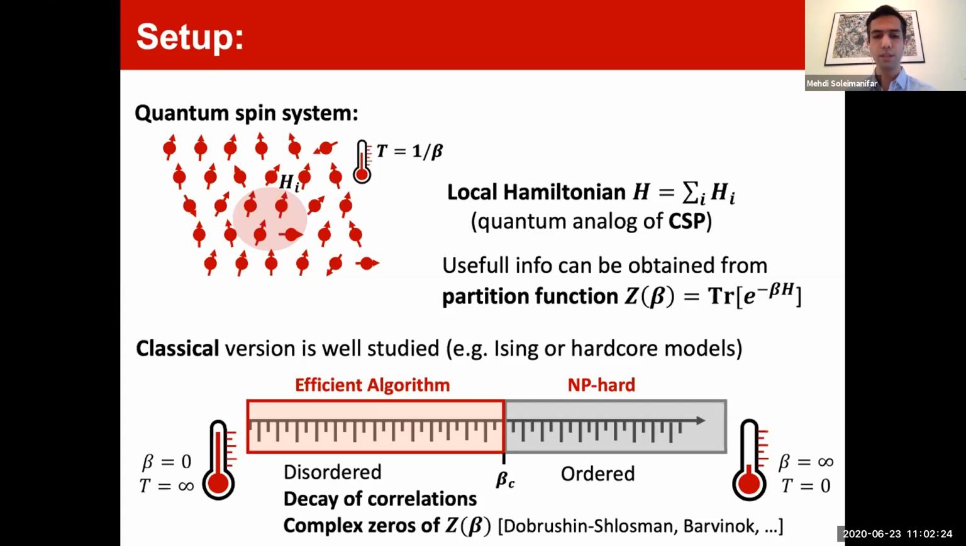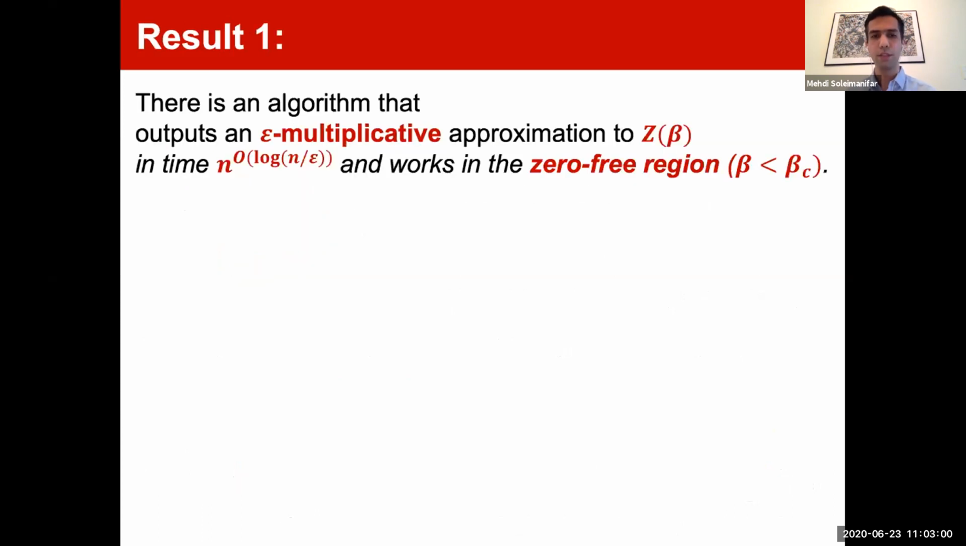This transition in the hardness is related to a physical phenomenon called the thermal phase transition. There are at least two ways to characterize the efficient phase. One is based on the decay of correlations between the spins, and one is based on the complex zeros of the partition function. This is all about classical spin systems. The same picture in the quantum setting is not yet fully established. In our work, we consider this question, and we make progress by lifting some of the classical results due to Dobrushin and Shlosman and Barvinok to the quantum setting. Our first result is a quasi-polynomial time algorithm for approximating the partition function that works in the zero-free region, which is basically that efficient phase in the previous slide.